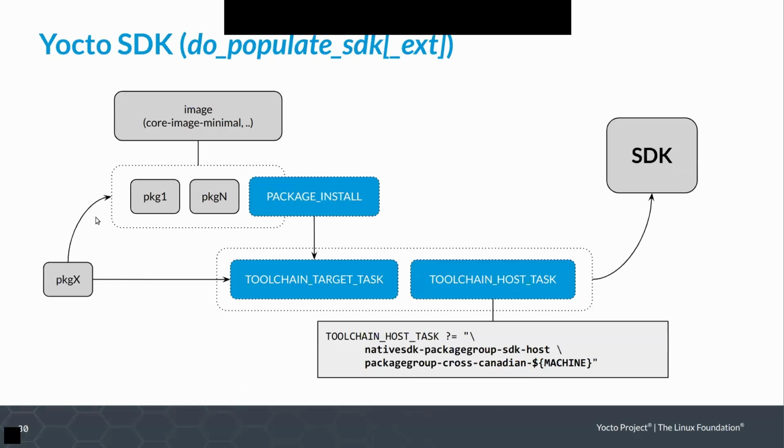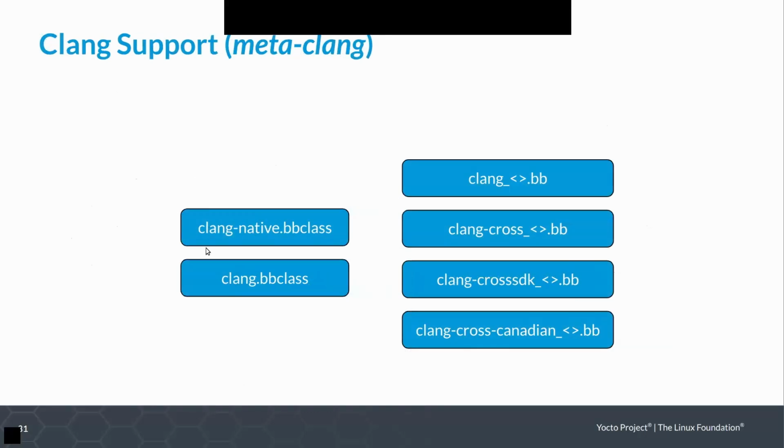If you have a package, for example, you can add this package to the PACKAGE_INSTALL variable and do populate SDK again based on your root file system, or you can add it directly to TOOLCHAIN_TARGET_TASK if you want your package to be included in the SDK and not in your image root file system. So, Clang support, and here we go again. I will not go through this. It is basically the same, and you got the idea.